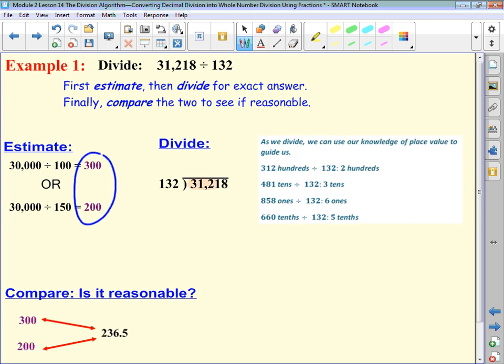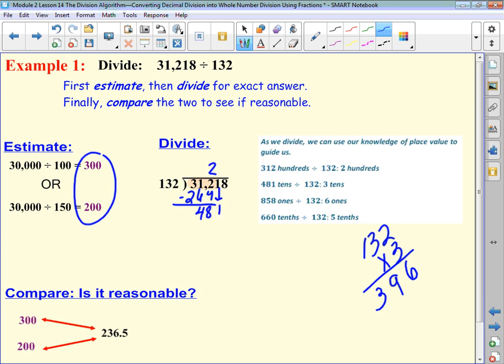132 goes into 312. So if it helps, just highlight the parts that you're working at, and graph paper is definitely a huge tool to use during long division. So I like to think 132 is close to 100. So 100 would go into 300 about 3 times. So if I come over to my margin, 132 times 3, I realize that's too big. So I have to start with 2. So that's 264. And then when I subtract, I get 48.